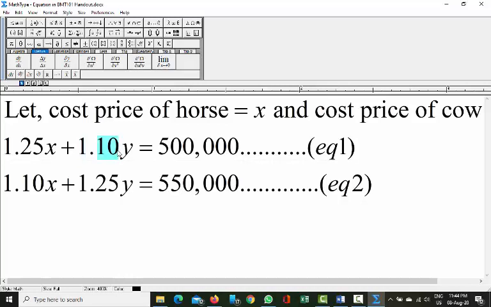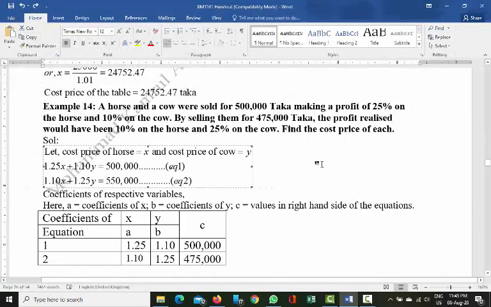So with a profit of 10 paisa and a cost of 1 taka, the sales price is 1.10 taka. Since the cow's cost is Y taka, not 1 taka, we multiply by Y. That's the sales price of the cow, and that's the sales price of the horse. Together the total sales price is 5 lakh taka.